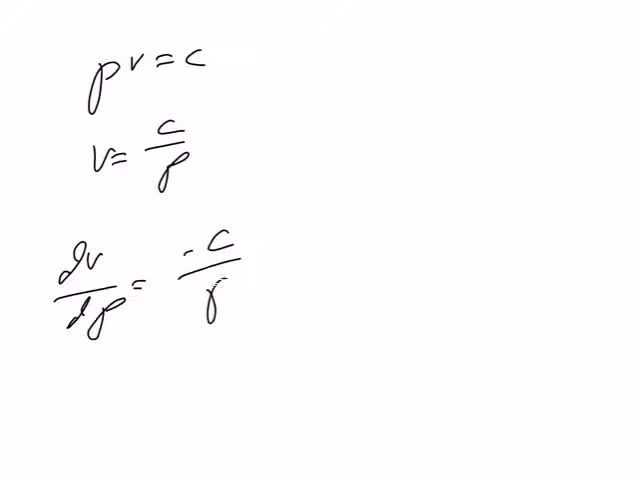So volume is the same as C over P. So the change in volume over the change in pressure is going to be negative C over P squared. So that's the change of the volume with respect to pressure. Then they ask a few other questions.